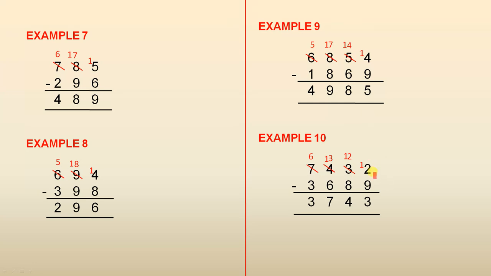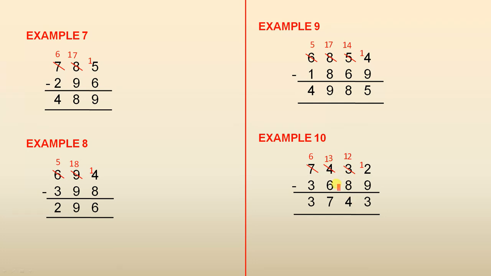And the last one, 2 take away 9 we can't do. Cross off the 3, make that a 2. 12 take away 9 is 3. 2 take away 8 we cannot do. Cross off the 4 and make it a 3. There's the 1. So 12 tens minus 8 tens gives us 4 tens.